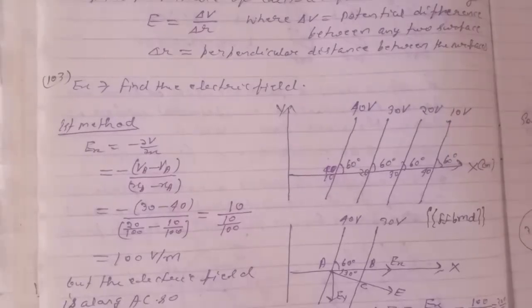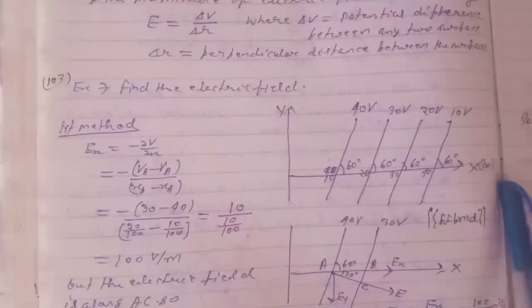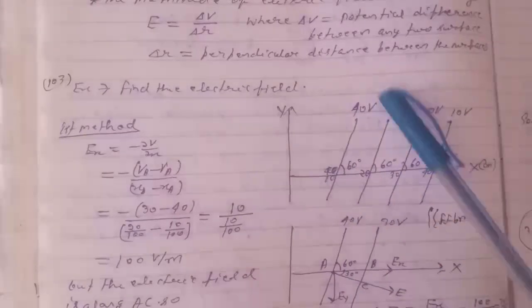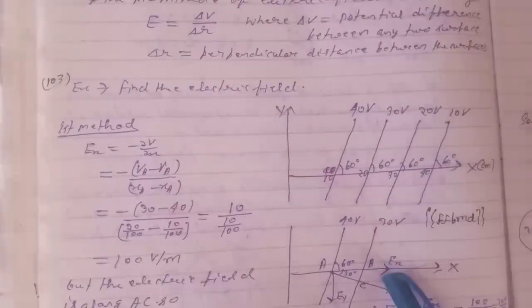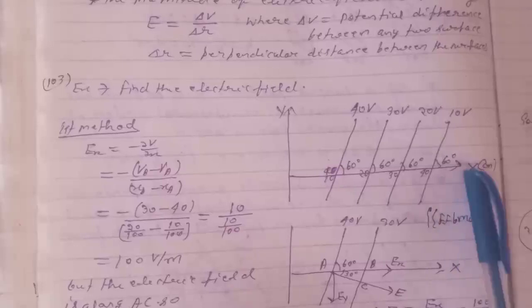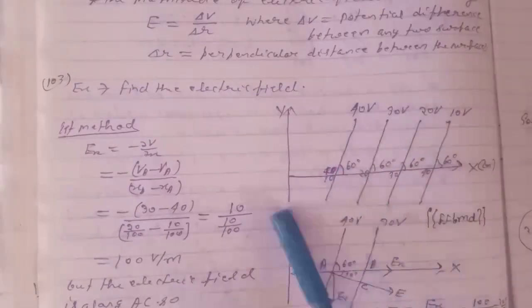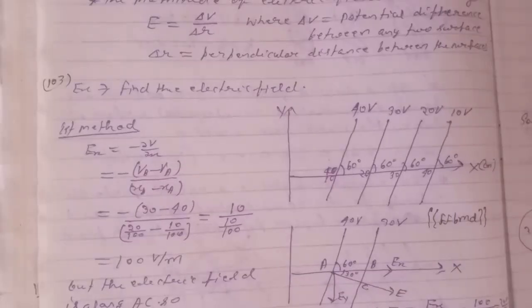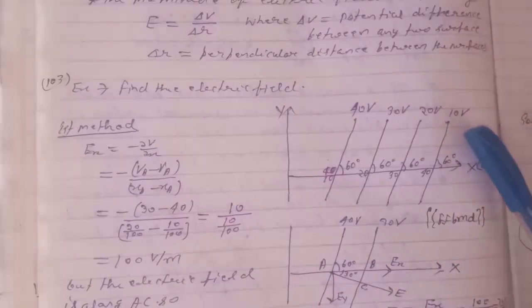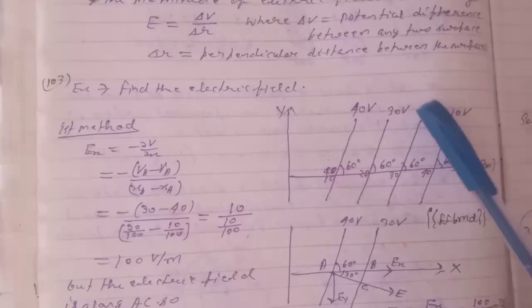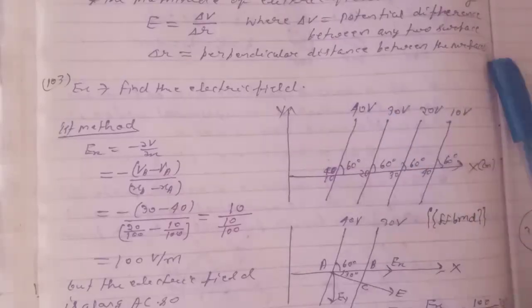The first problem is to find the electric field. The figure is shown here, and the electric field lines or surfaces are shown here. The x-axis is making an angle of 60 degrees with every equipotential line, and the values of potential are given: 10 volt, 20 volt, 30 volt, 40 volt.